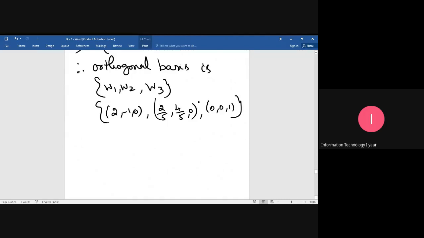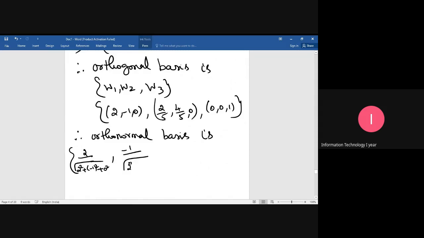We need an orthonormal basis. Therefore, orthonormal basis. See, first vector: 2 divided by square root of 2 square plus minus 1 the whole square plus 0 square, comma minus 1 divided by square root of 2 square plus minus 1 the whole square plus 0 square, comma 0 divided by square root of 2 square plus minus 1 the whole square plus 0 square. So this is the first one, comma.